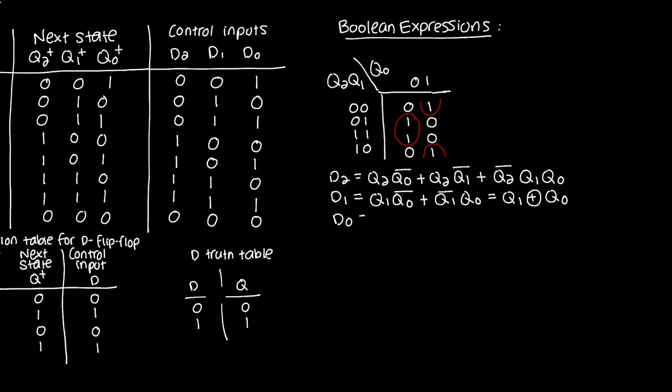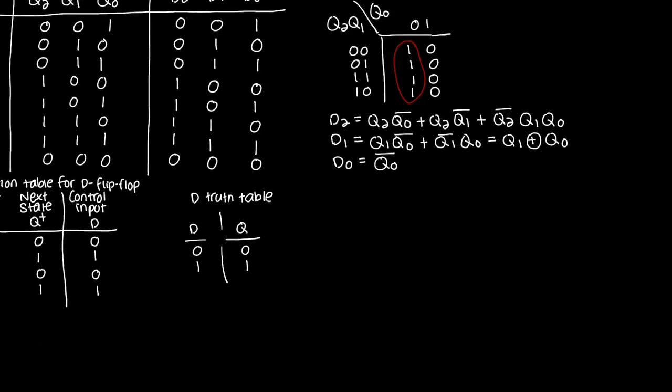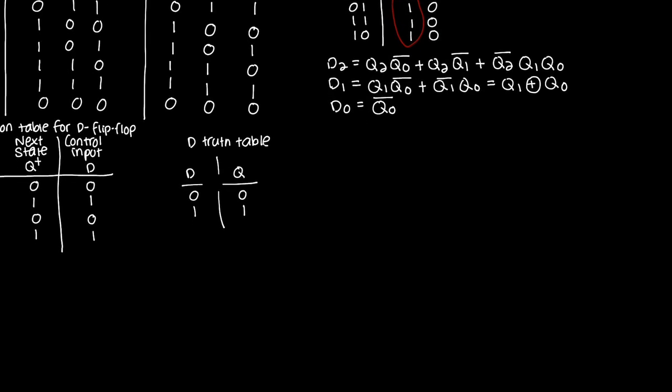What about D0? So D0 is this column over here. I'm going to fill in my K-map. 1, 0, 1, 0, 1, 0, 1, 0. I can group these all together and it simplifies simply to this. D0 is equal to Q0 bar. Okay, that's pretty easy. So now what I'm going to do is I'm going to draw my schematic.